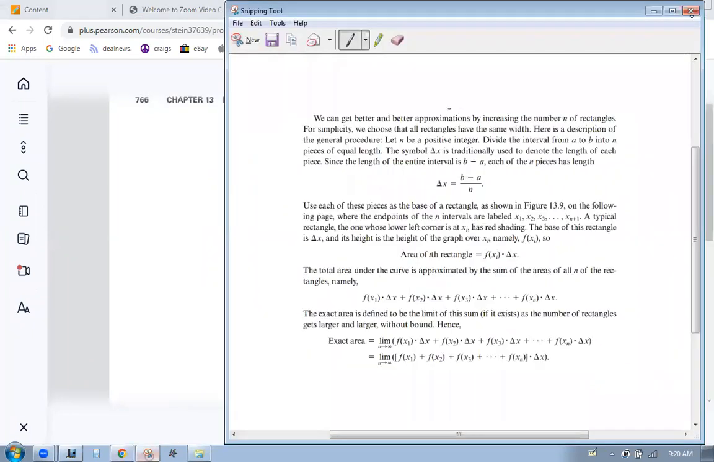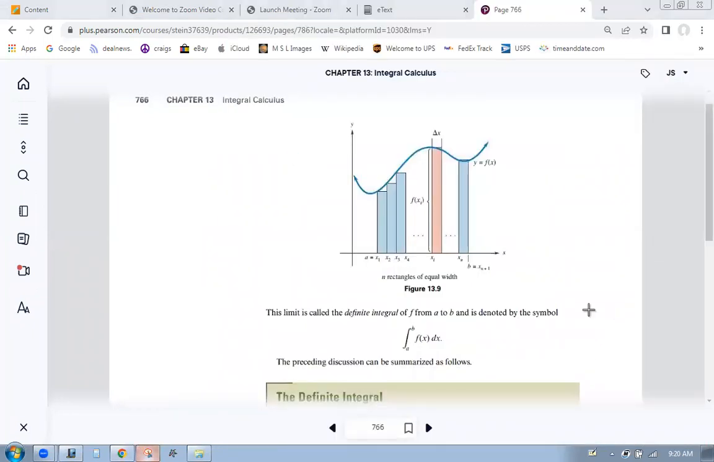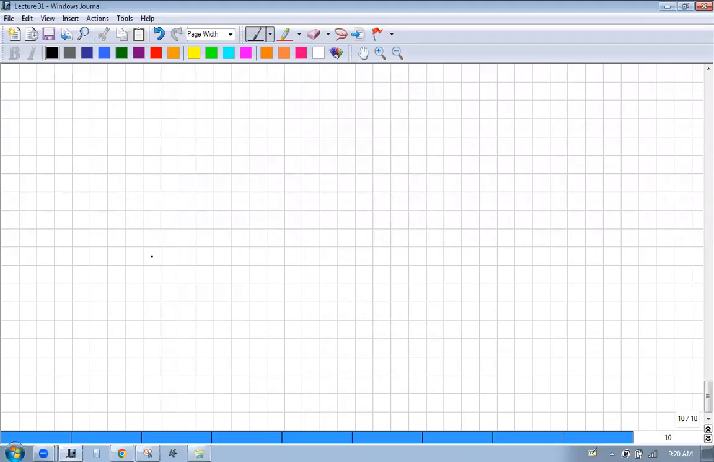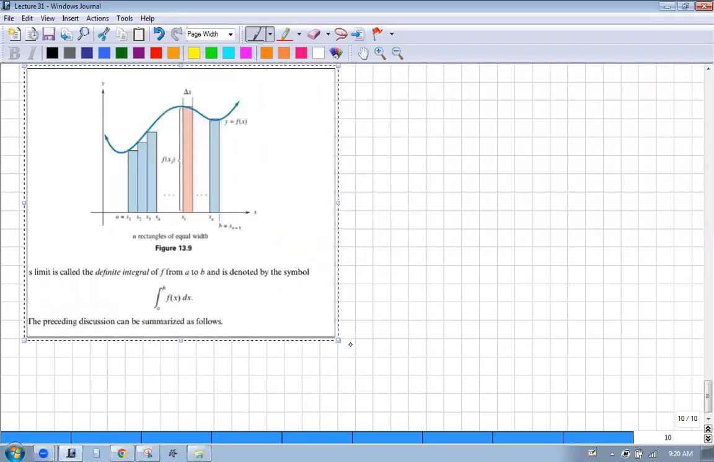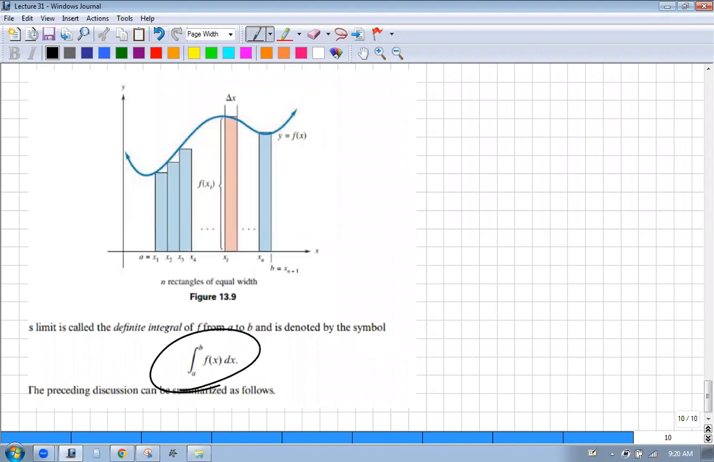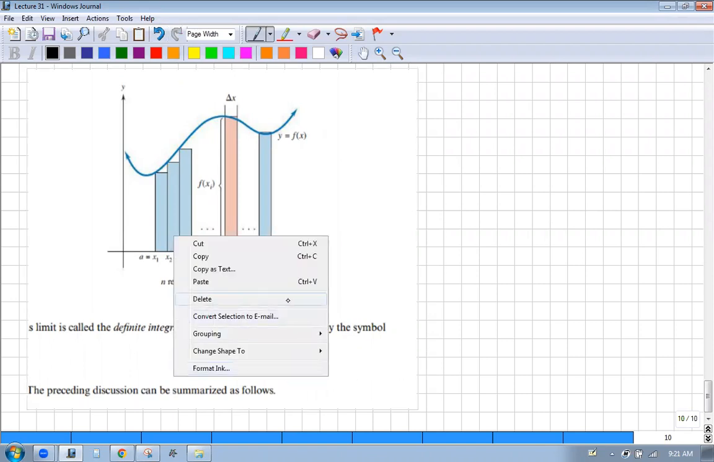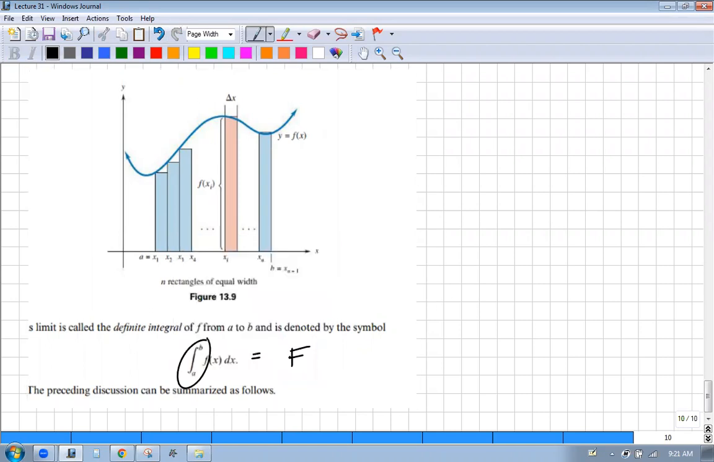One last picture. So that limit turns into an integral. Y'all are familiar with this. All that we've done is put numbers at the top and the bottom of the integral. Before, we would just have some function, but now this is going to give us an area.